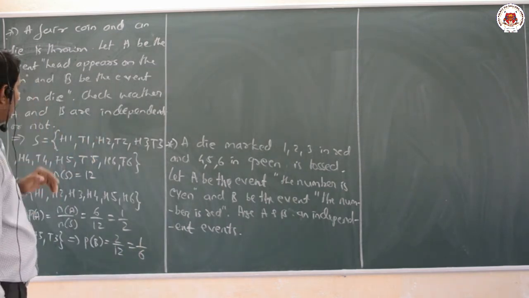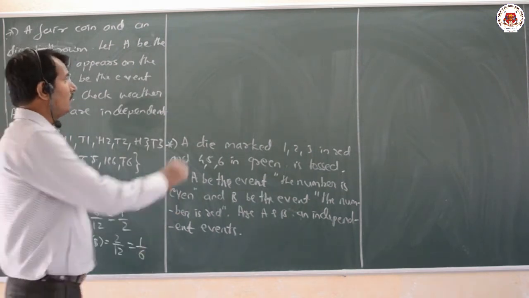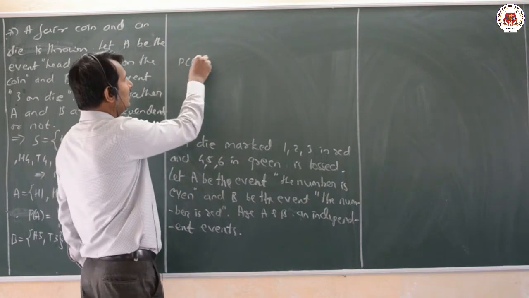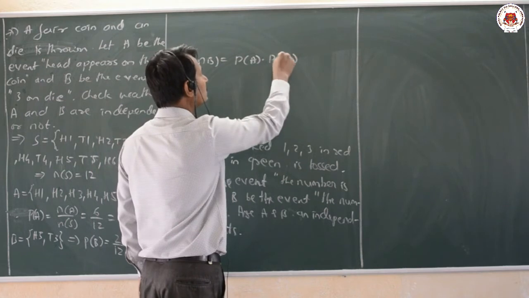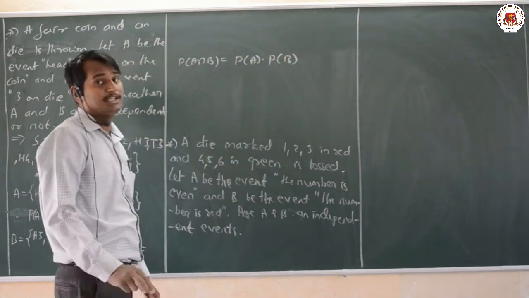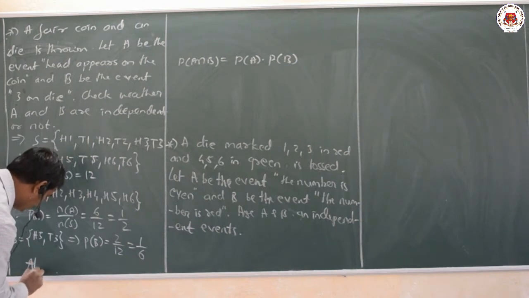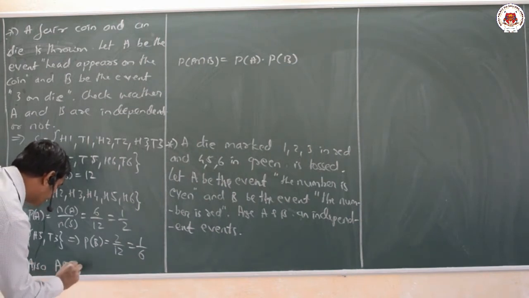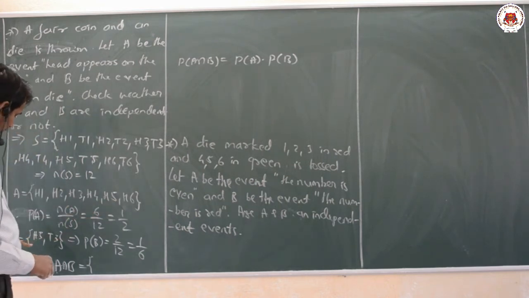Now we have to check whether A and B are independent or not. Independent means what here? P of A intersection B is equal to P of A into P of B, dear students. That means what is A intersection B? A and B. What is the B? H3.